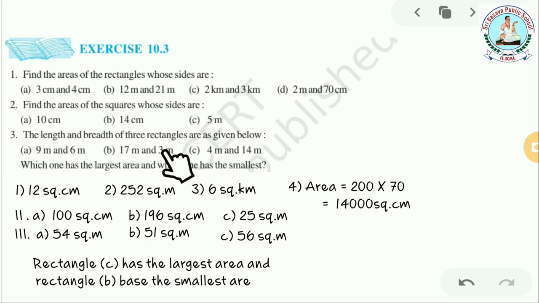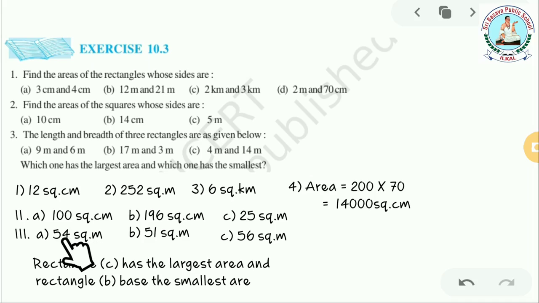Let's move on to the area of the second rectangle, that is 17 meter and 3 meter. So when you multiply 17 times 3, then you will get 51 square meter as the area of the second rectangle. And the measurements of the third rectangle are like this, that is 4 meter and 14 meter, and when you multiply 4 and 14, it will be 56 square meter.